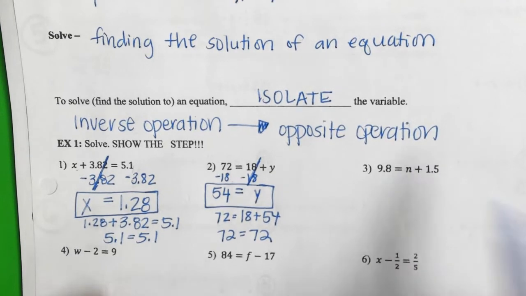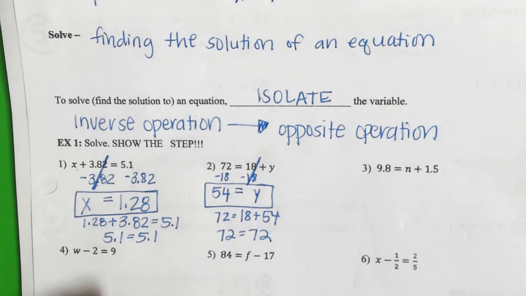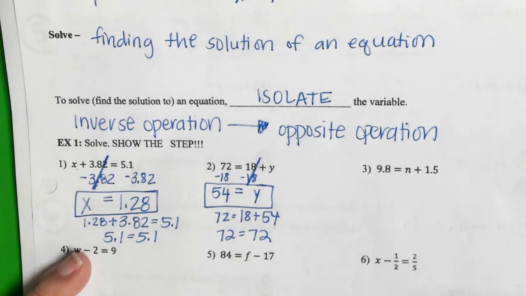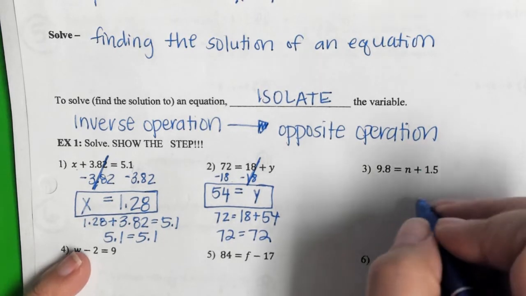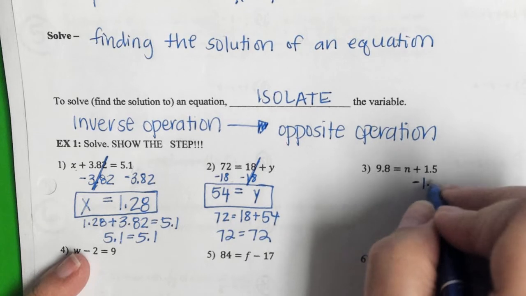I don't know if you heard me when I said this earlier. If you don't show it this way, guys, I will take off points, because I'm trying to train you to show it the way that you're going to be expected to show it from here on out. Okay? So we're getting rid of the 1.5. How are we doing that? Subtraction. It's the inverse operation.